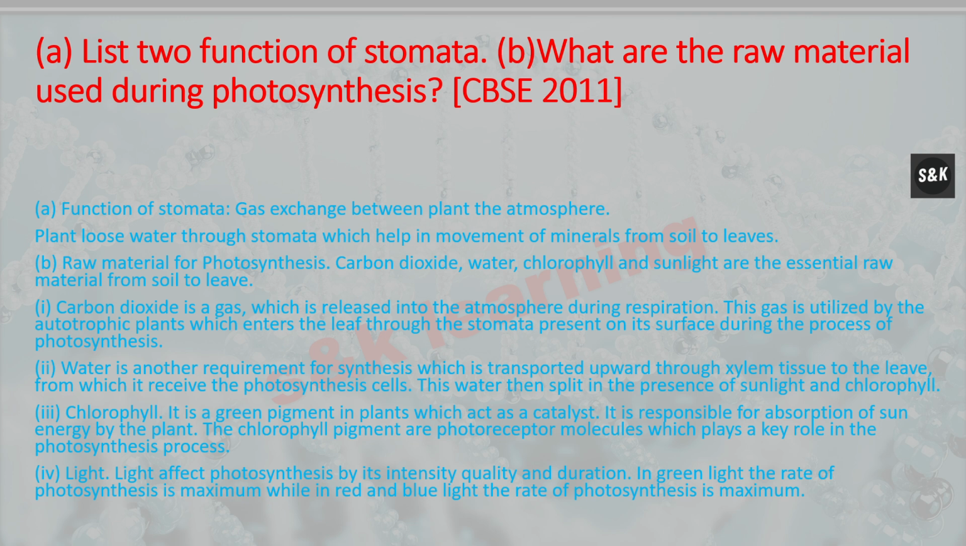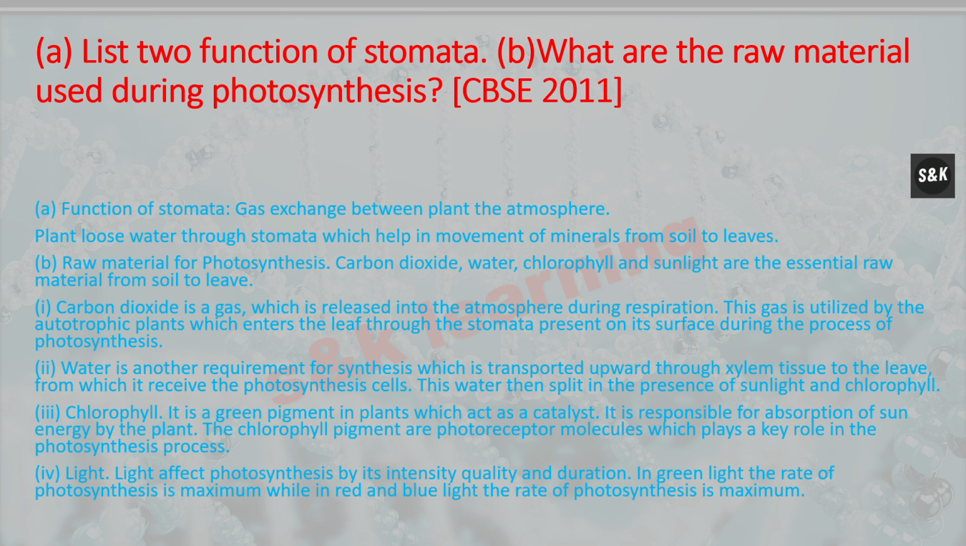What are the raw materials used during photosynthesis? Function of stomata: gas exchange between plant and atmosphere. Second, the plant loses water through stomata, which helps in the movement of minerals from soil to leaf. B. What are the raw materials used during photosynthesis? So the raw materials for photosynthesis are carbon dioxide, water, chlorophyll, and sunlight.